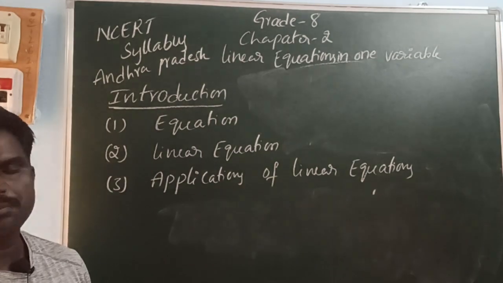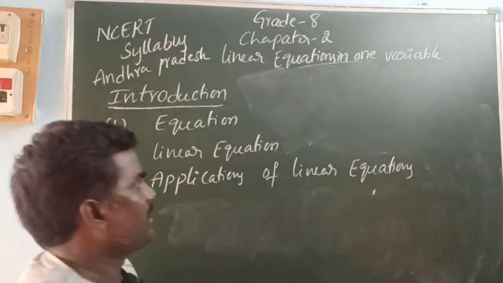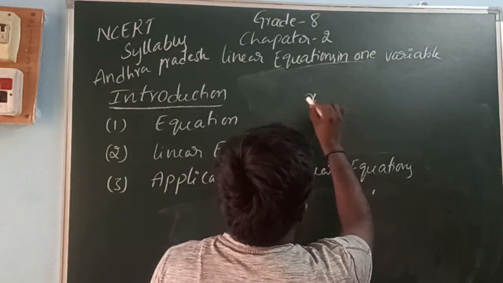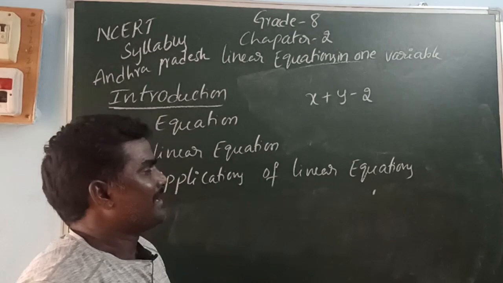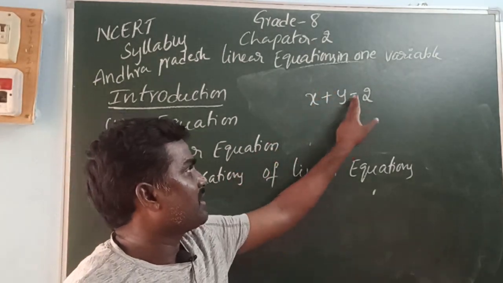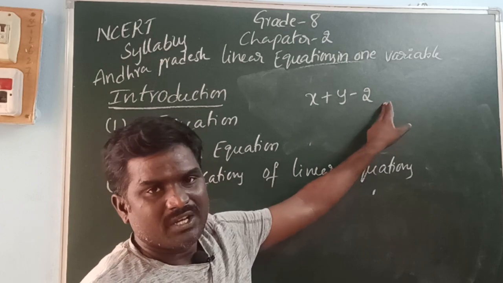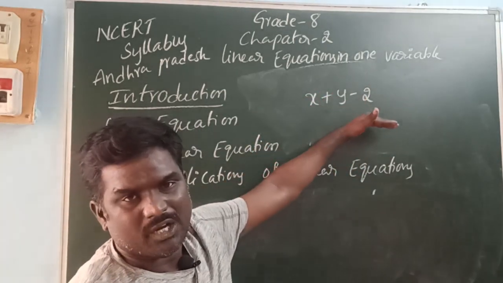So, linear polynomial means what? A polynomial whose degree is 1. Okay, so here x plus y minus 2. Here how many terms are there? 3 terms. First term degree is 1. Next term degree is 1. Next term degree is 0. So the highest degree is how much? 1. So it is a linear polynomial.